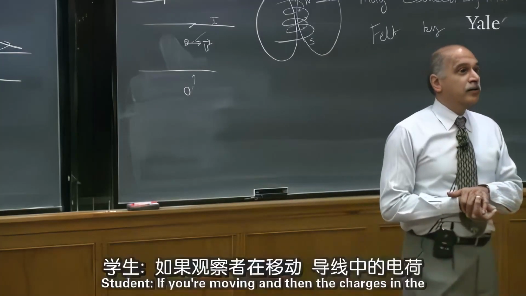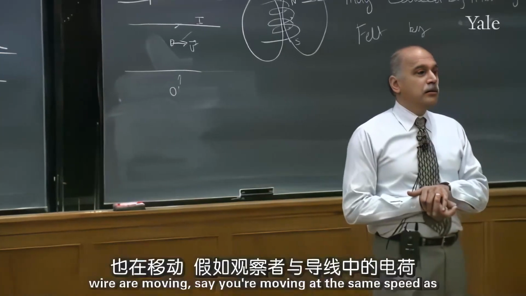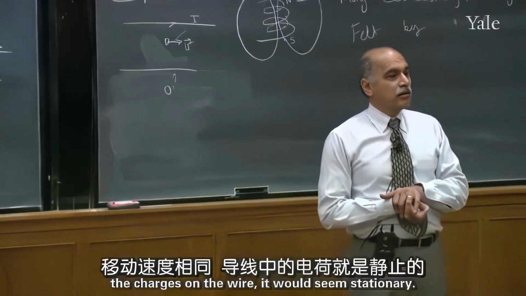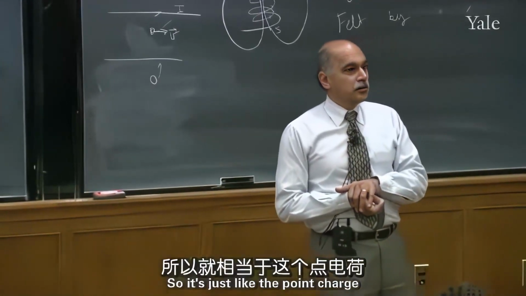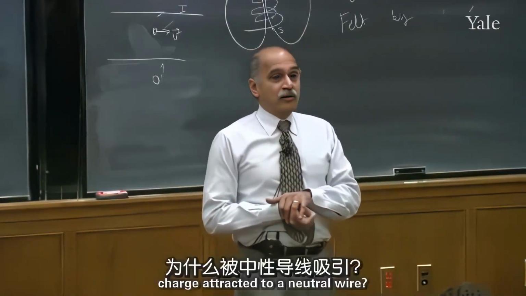Yes? If you're moving and the charges in the wire are moving, say you're moving at the same speed as the charges in the wire, they would seem stationary. So it's just like the point charge is being attracted to a bunch of wires. Right. Why is the point charge attracted to a neutral wire? That's my question.